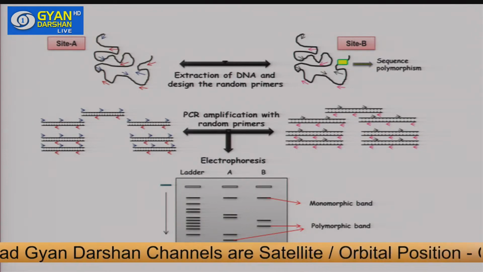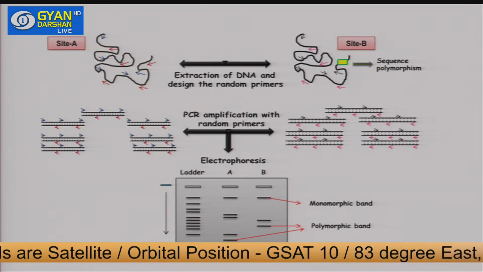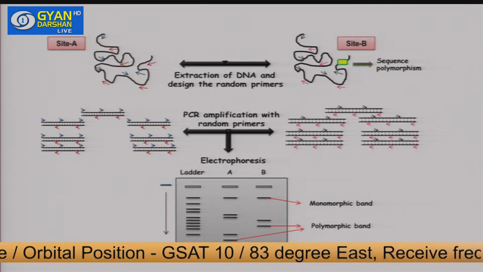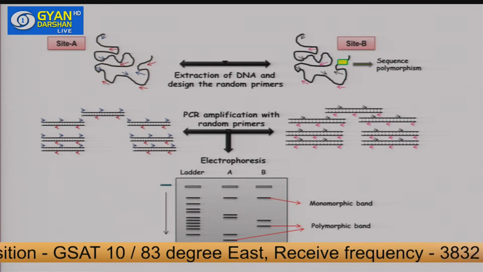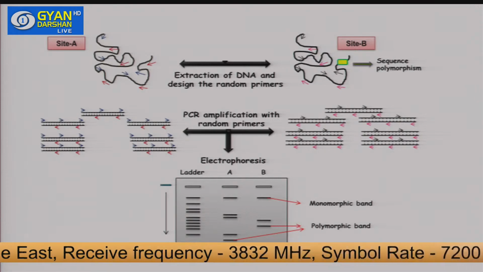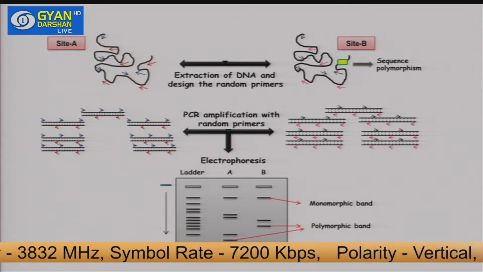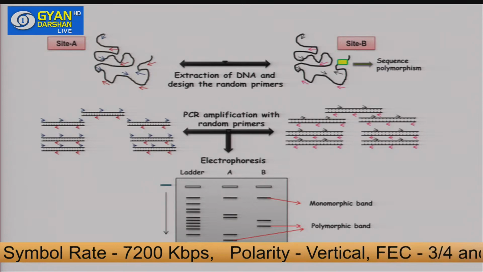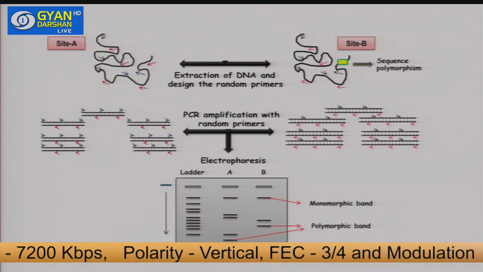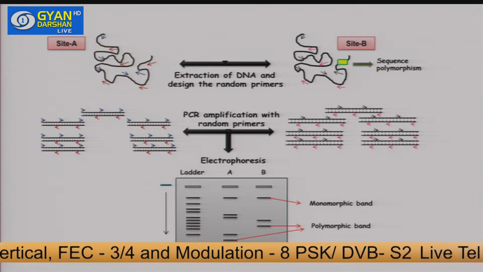And then you can run the agarose gel, and you can see from the figure that you have a monomorphic band. Monomorphic means which is the same in both the samples A and B. But a polymorphic band may not be present in one sample. Like in A, you have one band, but in B, you don't have that band. So that becomes the polymorphic band. And therefore, this is a technique which is used to detect polymorphism.